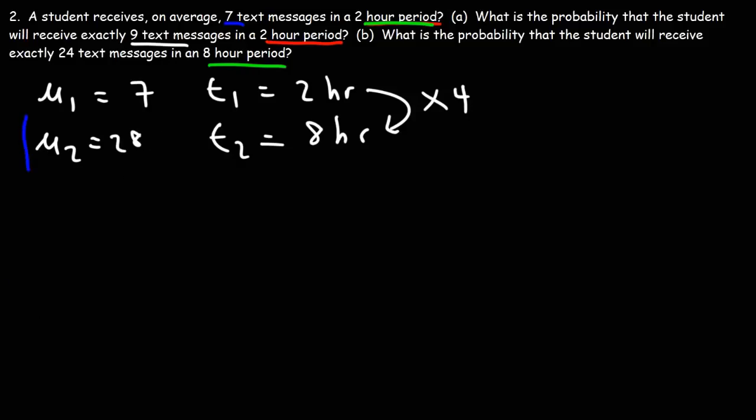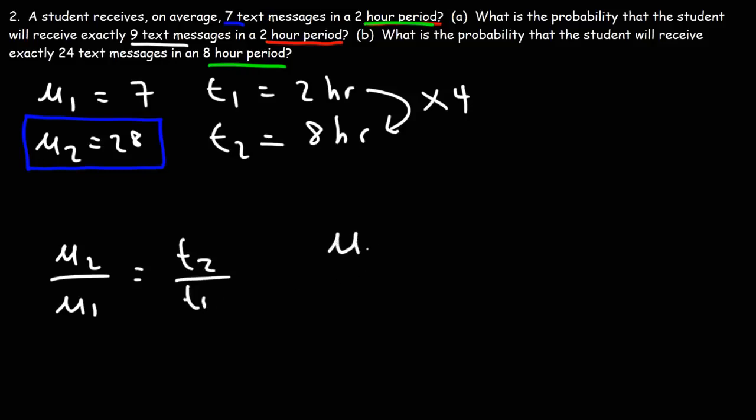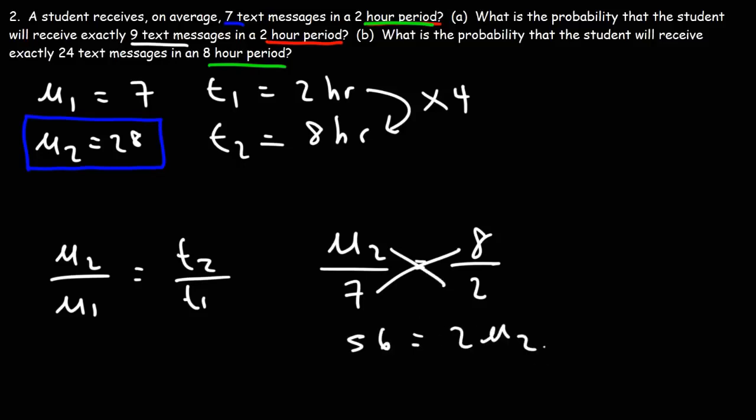Now sometimes the math will not work out as nicely as what we see here. So you could set up a proportion. If you want a formula to do this, you can use this one. Mu2 over mu1 is going to be T2 over T1. So we're trying to calculate mu2, which is, well, we're going to see that it's 28. Mu1 is 7, T2 is 8, T1 is 2. So let's cross multiply. 7 times 8 is 56, and this is going to be 2 times mu2. Dividing both sides by 2, we get 56 divided by 2, which is 28.